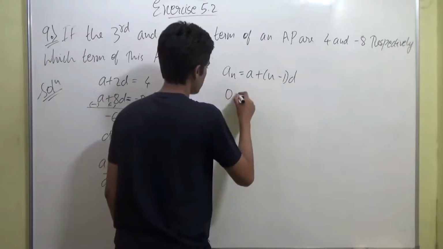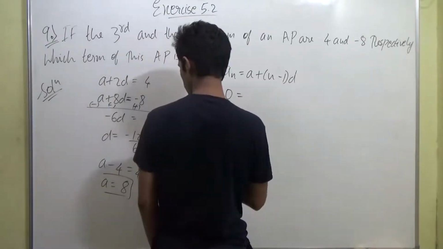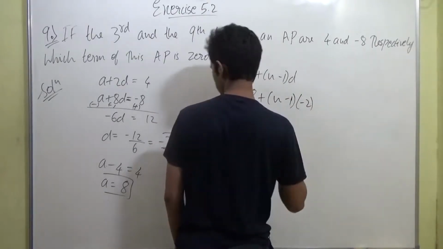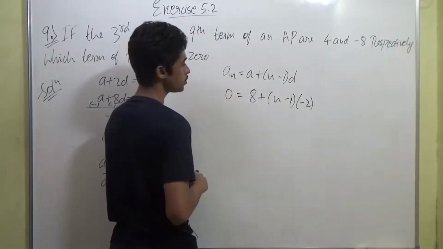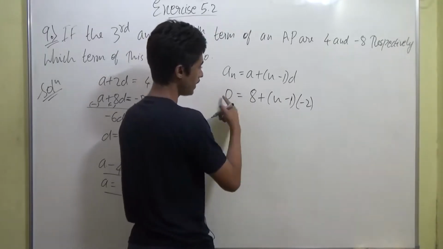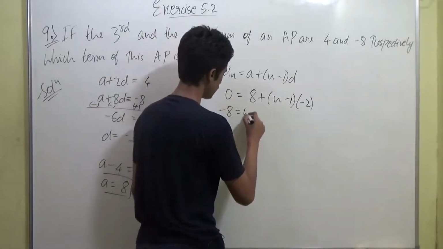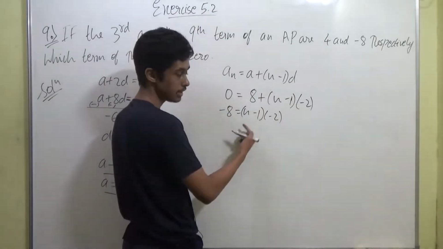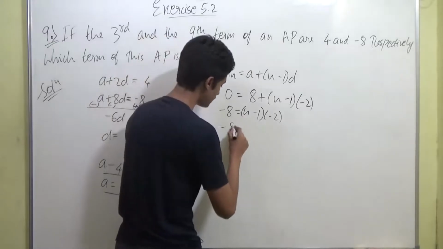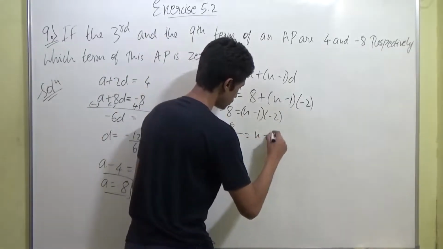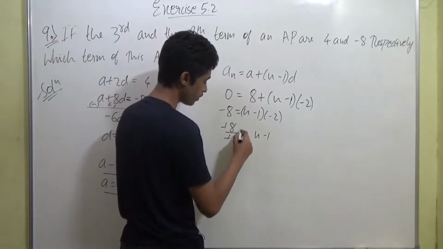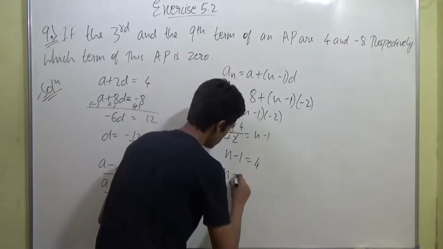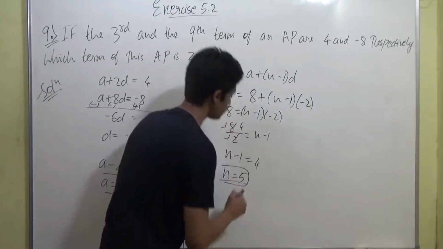So 0, we'll put it here, equal to a. A is 8, plus n minus 1 into d. Right. Now what I'll do is, I'll bring this 8 to the LHS. It will become minus 8 equal to n minus 1 into minus 2. Now I'll bring this minus 2 towards the LHS, so it will come down in division. It will become minus 8 by minus 2 equal to n minus 1. This minus minus will get cancelled. It will become 4. So n minus 1 equal to 4, which means n will become equal to 4 plus 1, that is, it will become equal to 5.